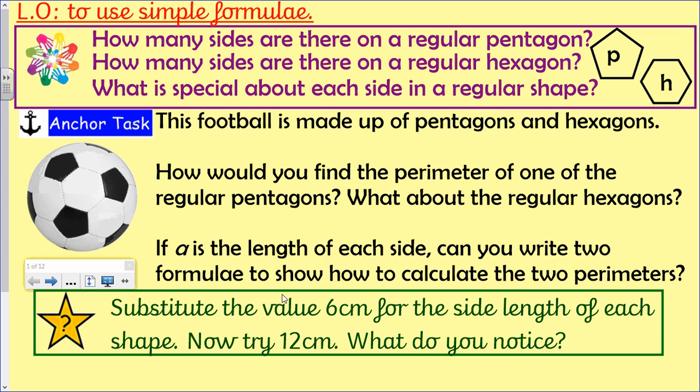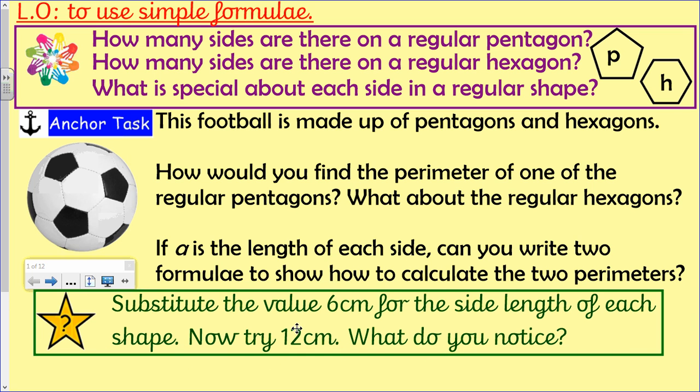If we've got through all of that, then it says substitute the value 6 centimeters for the side of each shape. Now try 12 centimeters. What do you notice? So can you work out the perimeter of a pentagon where the sides are 6 centimeters and a pentagon where the sides are 12 centimeters? And what do you notice about the answer to them, the perimeters? Okay, so as I keep saying, pause the video, have a go, and then we'll go through the task.